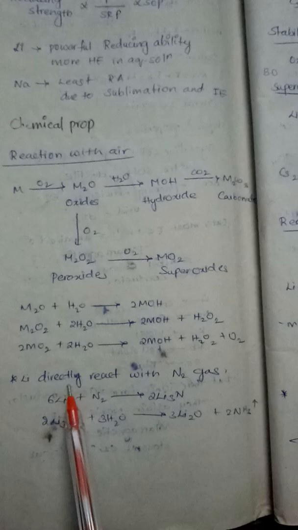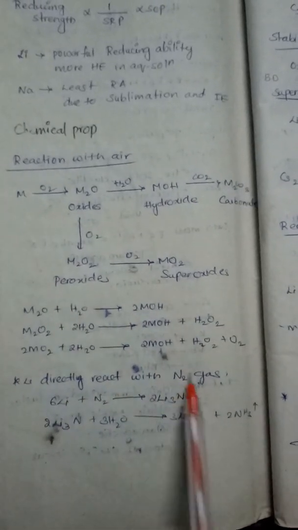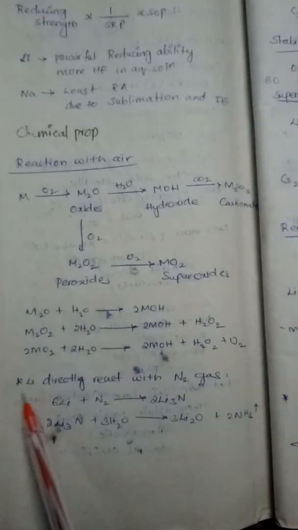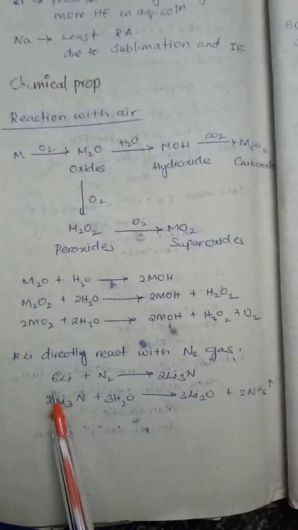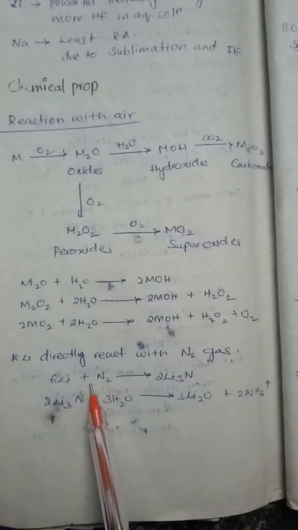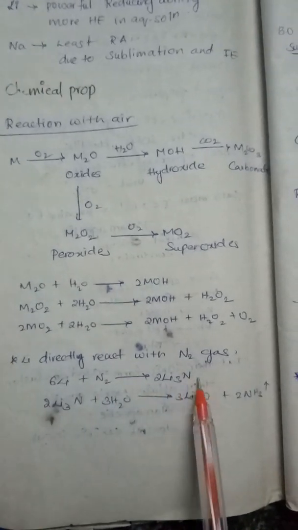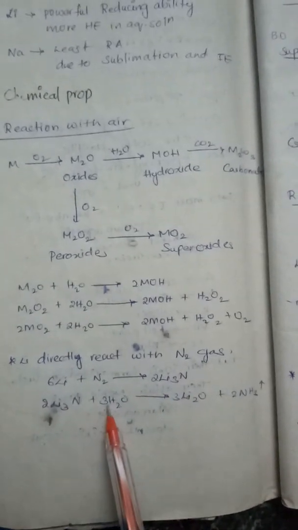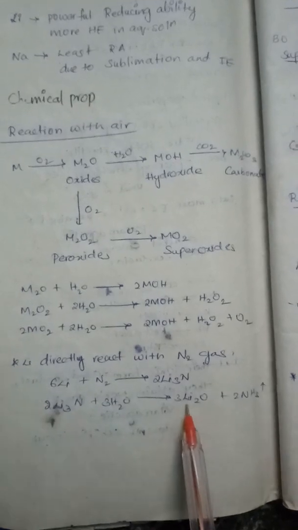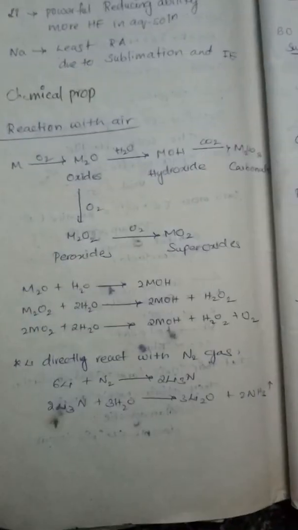Then lithium directly reacts with N2 gas. Lithium is the only metal which directly reacts with N2 gas. The reaction is 6 moles of Li reacting with N2 to give Li3N, and 2 moles of Li3N reacts with 3 moles of water to give 3 moles of Li2O and 2 moles of NH3.